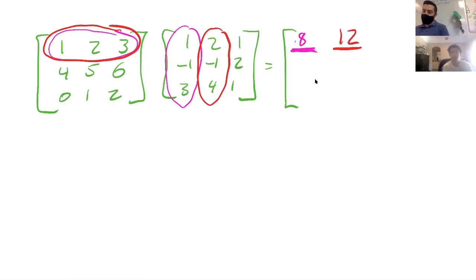So the position that you're in in the resulting matrix tells you exactly what you need to multiply. Yeah, if I'm in position 1, 2, that's row 1 times column 2. Okay, that's what I thought. I just wanted to make sure I was doing it right.